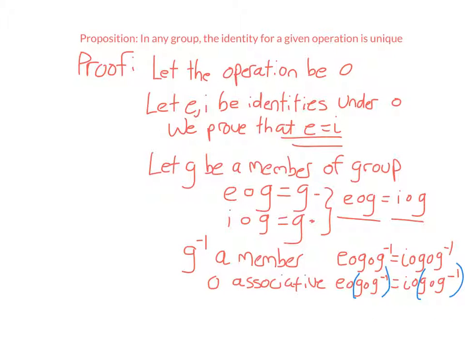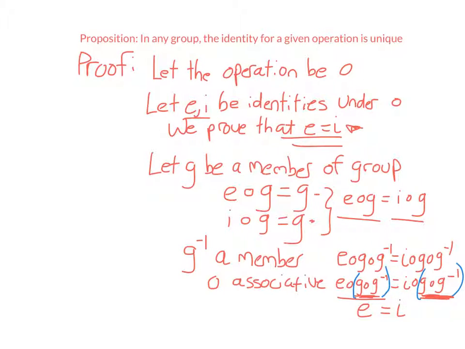But of course, G, when it is operated with its inverse, just gives the identity. So what I have here is E operated with the identity, because that's what's in the blue brackets, and that just gives me E. But on the other side, I have I operated with the identity, because this in brackets is the identity. So what I'm left with is E equals I. So if E and I are identities, then they must be the same thing.